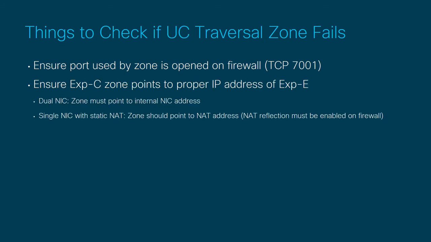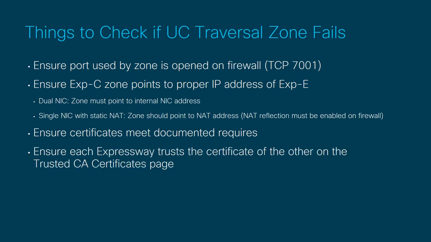You also want to check DNS, so if the Expressway E is using dual NICs, the C should be pointed to the inside address, and if it's single NIC with static NAT, the C should be pointed to the NAT address. And if you get a TLS negotiation failure, you want to check that the certificates both meet the requirements and that the Expressways trust each other's root CA certificates.